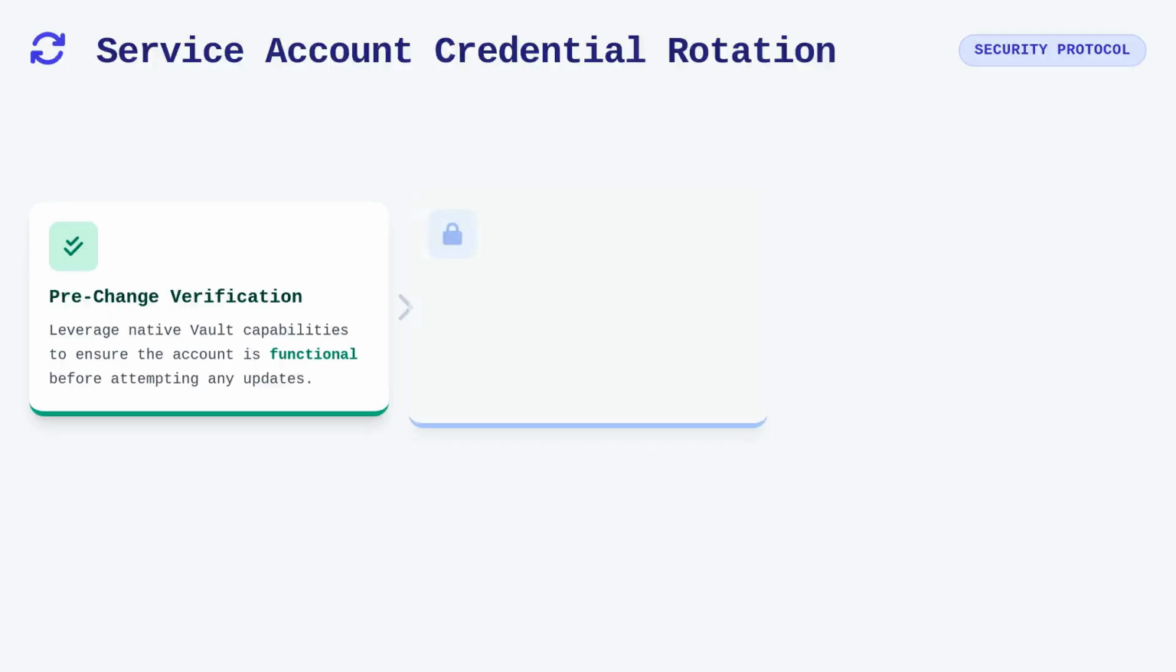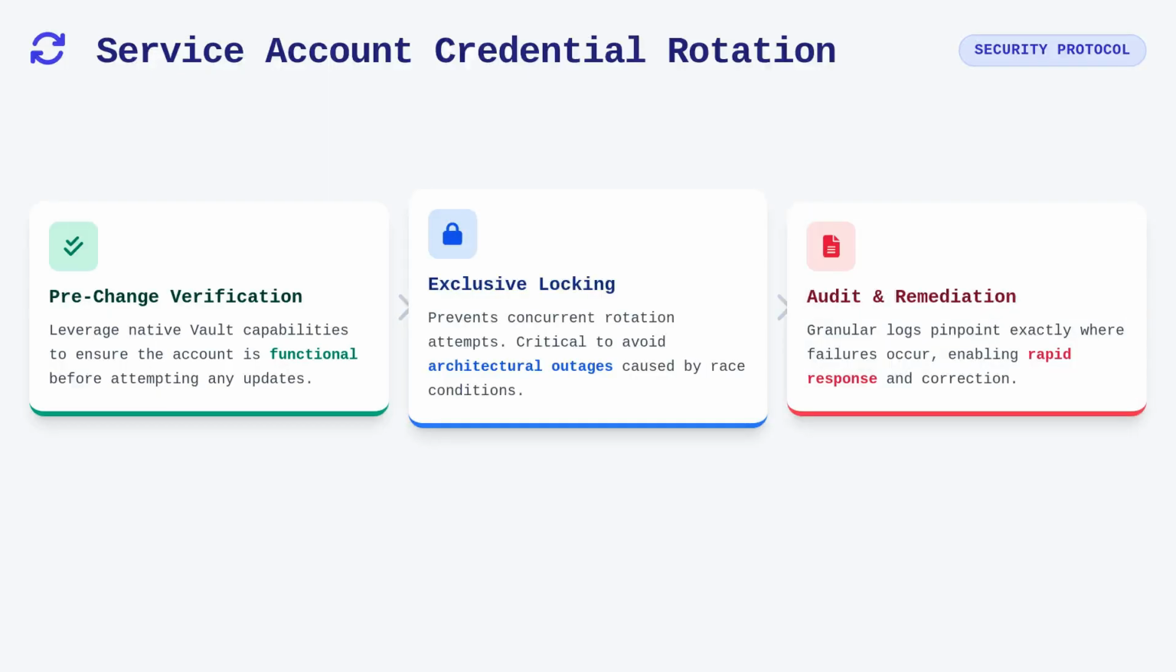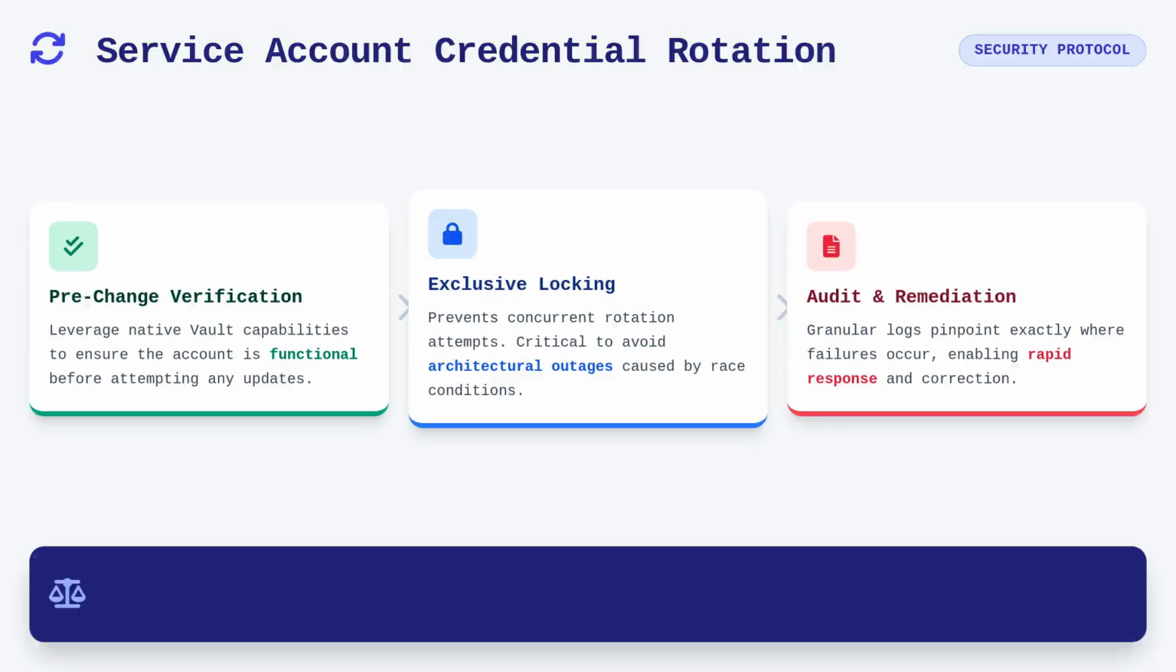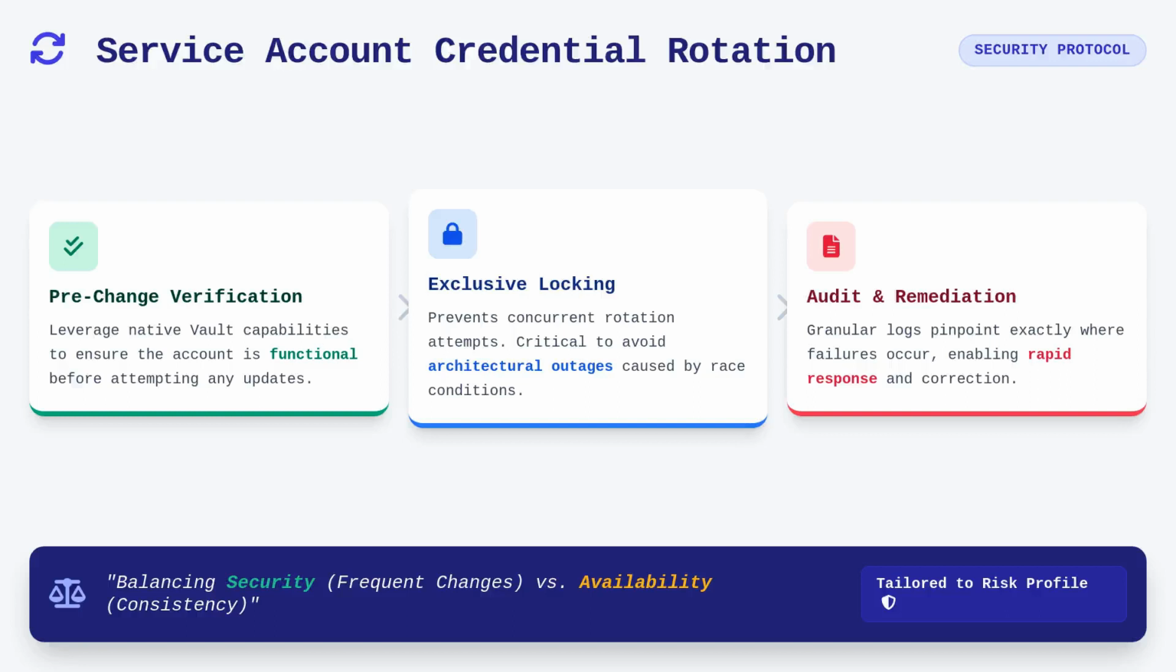When we manage these identities, we also focus on the concept of exclusive locking, which prevents multiple processes from trying to rotate or use the same credentials simultaneously, an event that would almost certainly cause an architectural outage. Implementing a robust rotation policy requires you to understand the balance between security, which demands frequent changes, and availability, which demands consistency. Therefore, your configuration should reflect the specific risk profile of the application or service being managed.